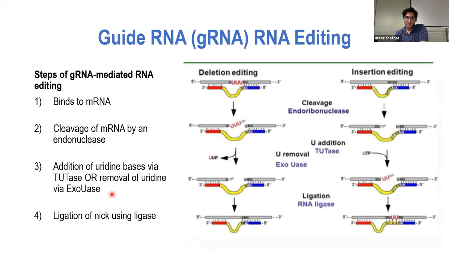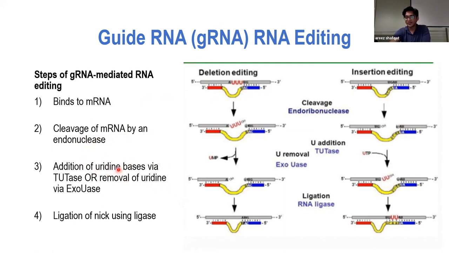Now, this is one slide you should be aware of. This is basically how guide RNA, or gRNA, causes RNA editing. This is the guide RNA. It binds to the mRNA, and then it can cleave a part of the mRNA to generate a nick. It creates a cut in the mRNA so it can edit in that space, all right? This is caused by an endonuclease enzyme. Then it can either add bases or remove bases.